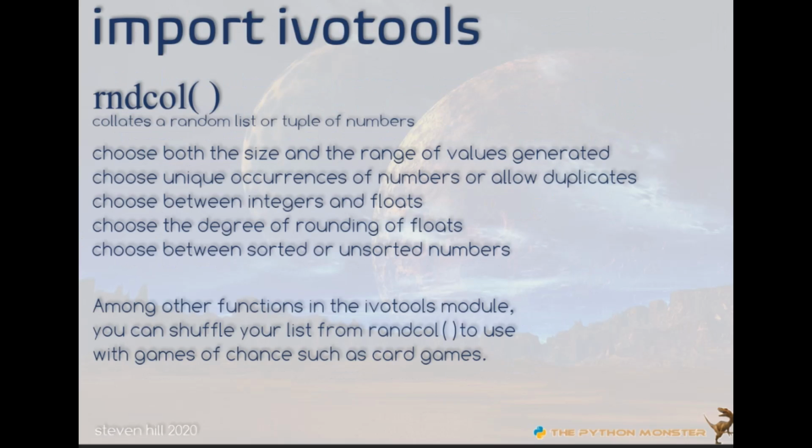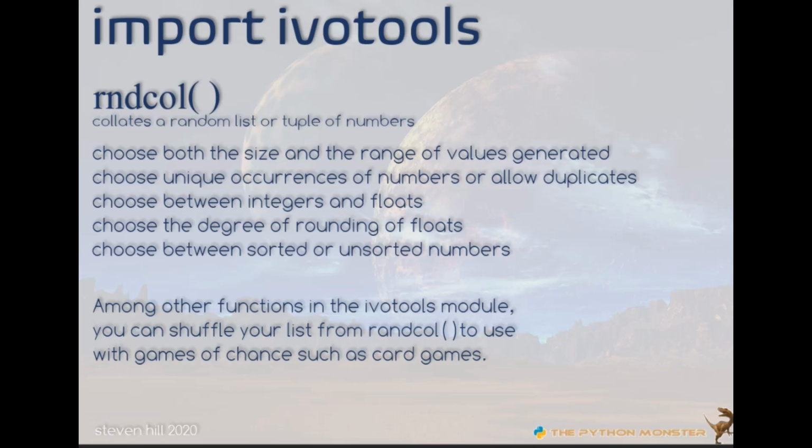So finally, guys, before we do some demos, there are other functions in ivotools which I will go through in other videos, but you can use those various functions together as well, because a lot of them are about generating a slightly more effective view of random numbers. So for example, you can generate a list of random numbers using randcol, and then you can use the shuffle function, which is also available within ivotools, to shuffle those numbers that you've generated, guys, and shuffle will actually reorder those numbers randomly.